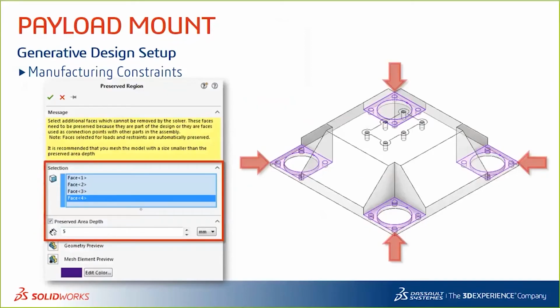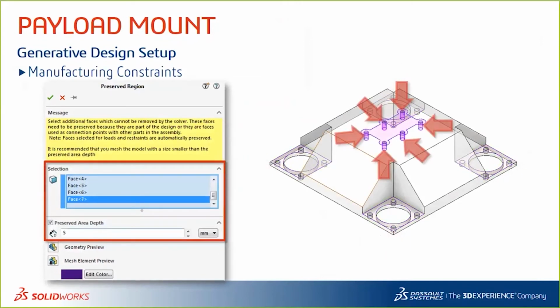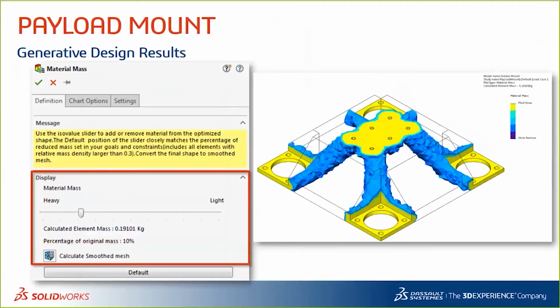So here we are setting up manufacturing controls to preserve the four mounts on four corners, as well as the loading area on the top. And running the analysis, this is the result that was generated. So this is a very unique design that perhaps no one might have thought of, but the software helped us generate this initial design, and it removed as much material as it possibly could.